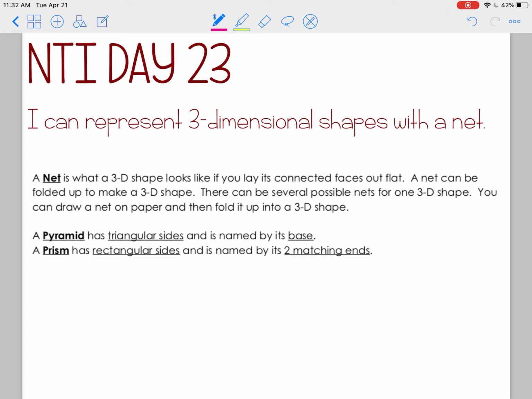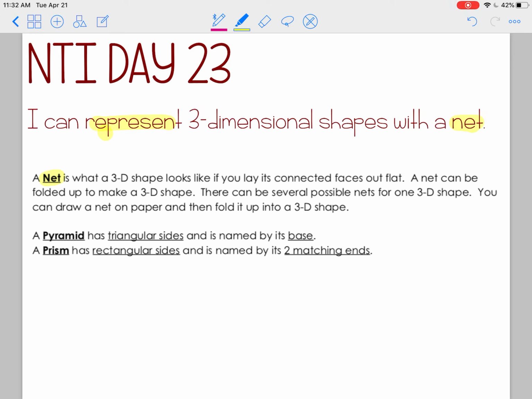Alright guys, today is NTI day 23 and we're still working in geometry. Today we're going to talk about how to represent three-dimensional shapes with a net. So the first thing we need to talk about is what a net is. A net is what a 3D shape would look like if you laid it out with all its connected faces, just laid it out flat.